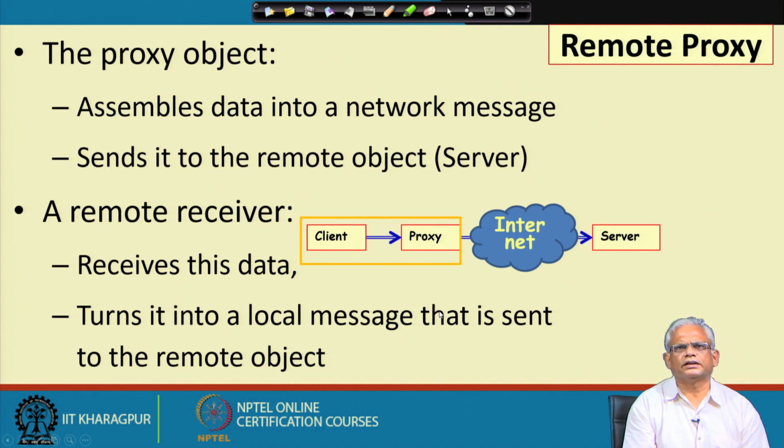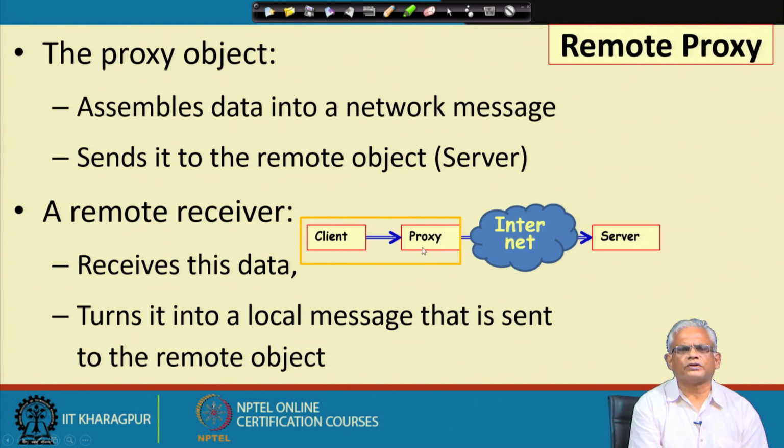Now, let us look at a second application. This is a remote proxy. Here the proxy is a local stand-in for the real server object. The client thinks that the server is available on the same machine, but actually only the proxy is there on the same machine. The server is across the internet somewhere. The client interacts with the proxy thinking that the real server is there on that machine.